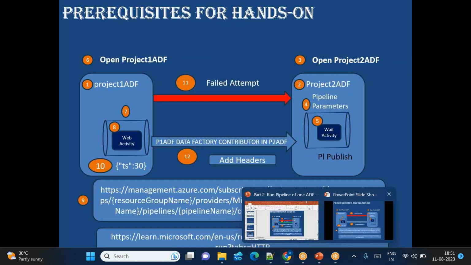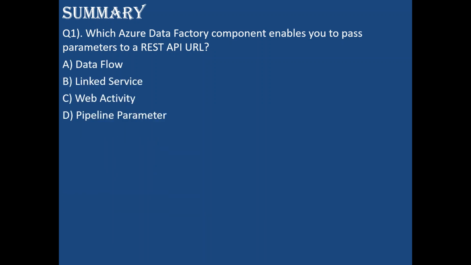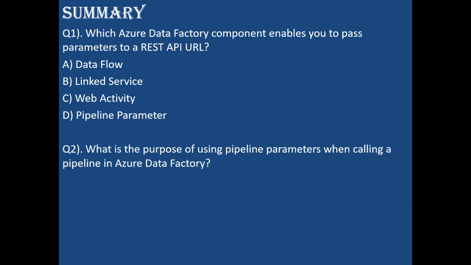Let's see the summary questions, then we can close the session. We have seen this as the 13th step. Which Azure Data Factory component enables you to pass parameters to a REST API URL? Data flows, linked service, web activity, pipeline parameters. As you know, web activity is basically helping to pass the parameters.